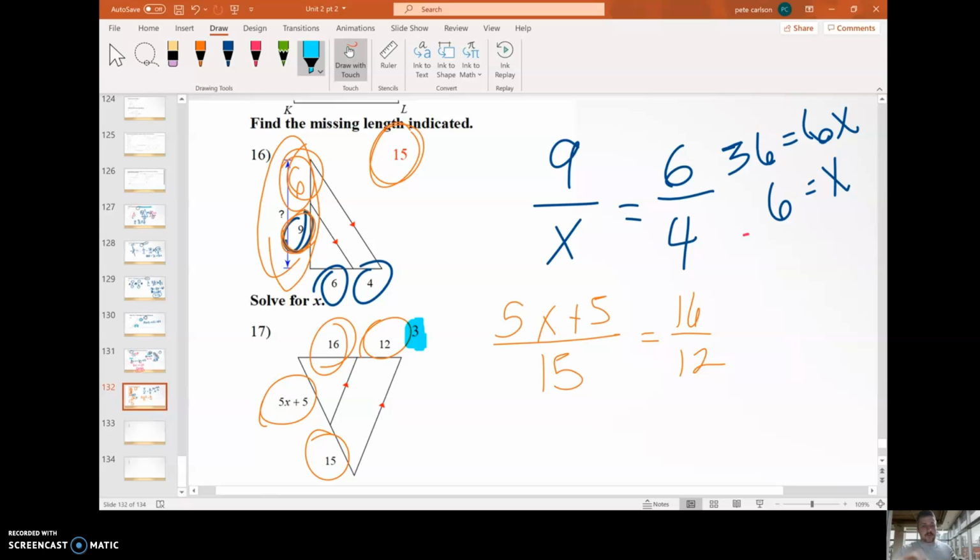Make sure when you are cross multiplying, that multiplies here, but you have to make sure that this 12 multiplies with the 5 and the other 5 when you cross multiply.